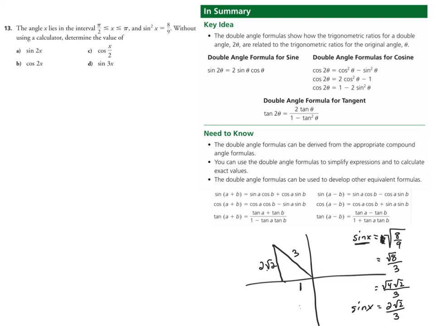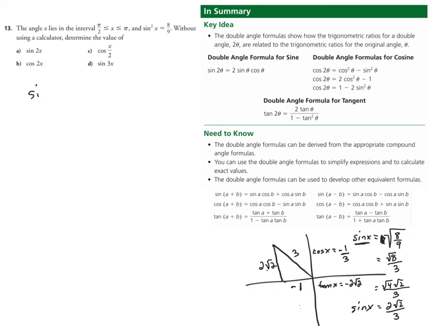Cos x we can do is, this is going to be negative 1, by the way. Negative, because it's on the left hand side, 1 over 3. And tan x equals opposite over adjacent, so 2 root 2 over negative 1, so negative 2 root 2. All right, the angle x lies in that area. We got that. So we found out what sine, cos, and tan are.